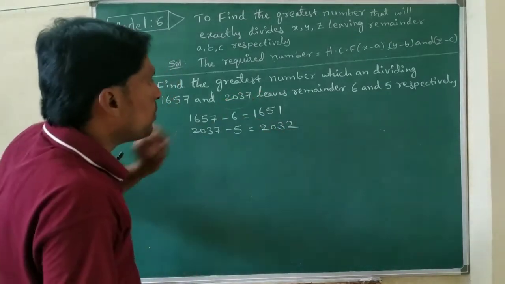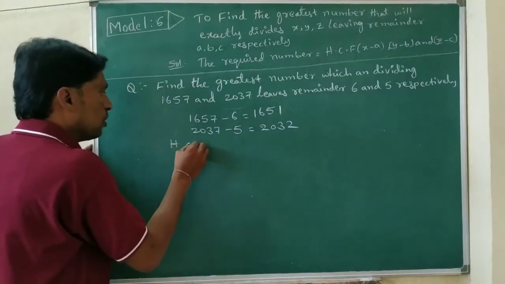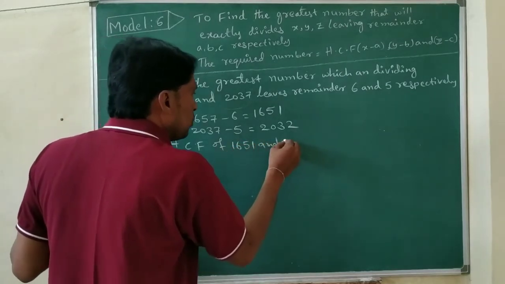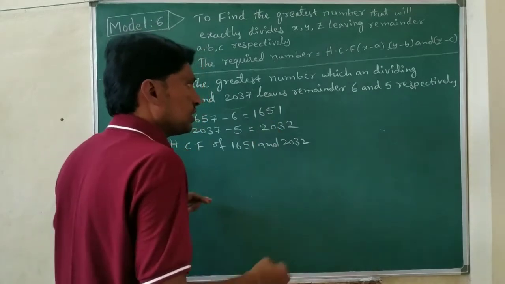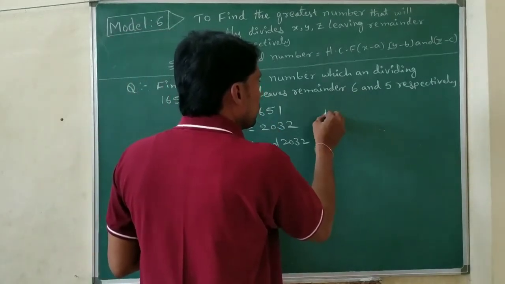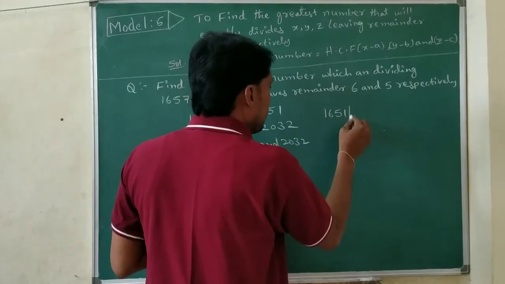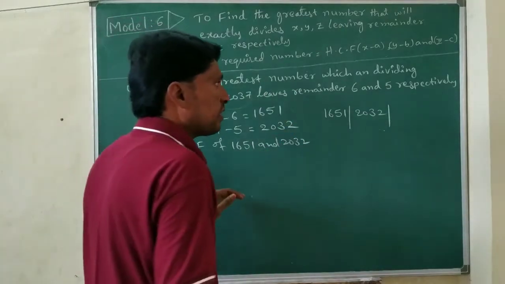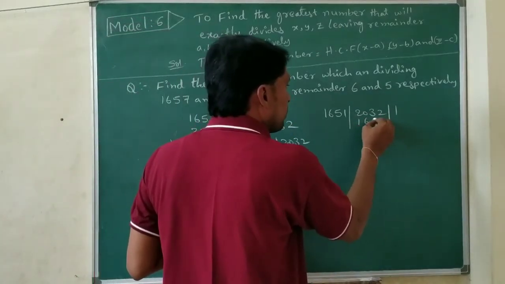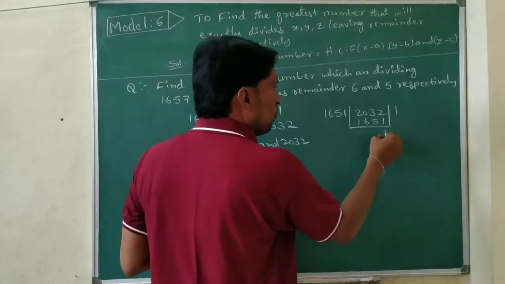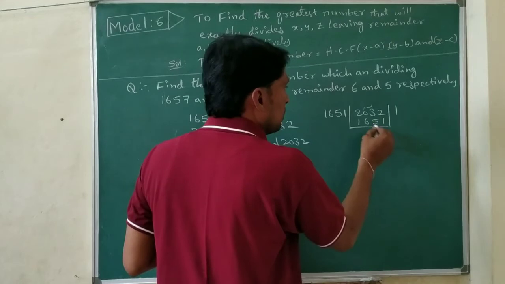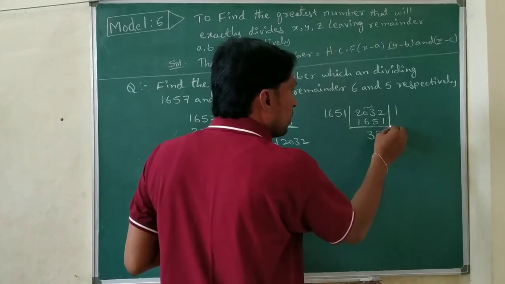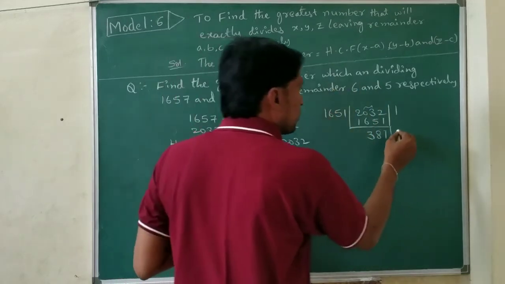So for these two numbers we need to find the HCF. So we need to find the HCF of 1651 and 2032. Now we can check it here. We are finding the HCF. 1 here carrying means 8, this is 9, means here 3 we get. So now this is the divisor. The previous divisor we have to take as the dividend.